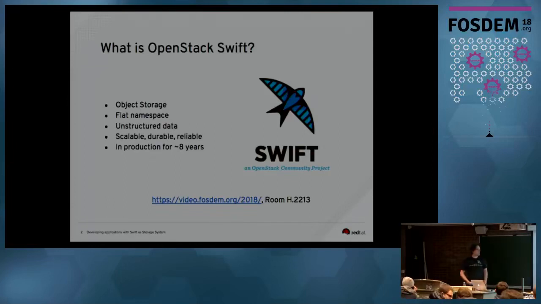Swift itself is a very scalable, very durable system. Most people are using it with 3 replicas, meaning that you have 3 copies of every object located on your storage servers, and Swift takes care that each object is replicated, and even after years, there's, for example, no bit rot.